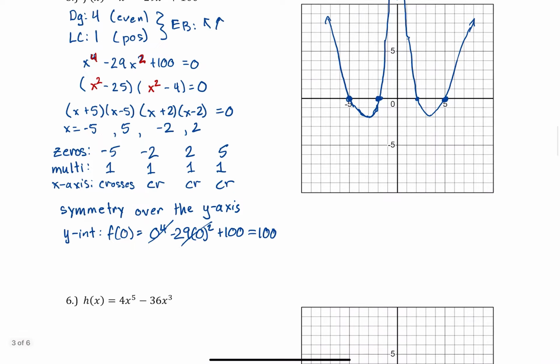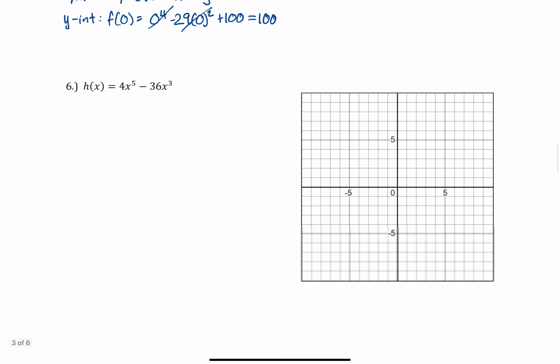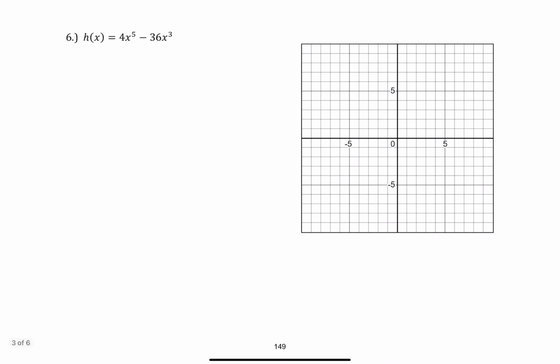Moving on to number 6. The factoring method here is a little bit different than the previous one because there's a common term, but here we go. The degree here is 5, the highest power of x. The leading coefficient is a positive 4. So an odd degreed polynomial with a positive leading coefficient is going to have an end behavior that's odd, so it's opposite: down to the left, up to the right.